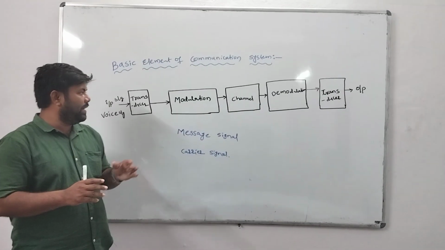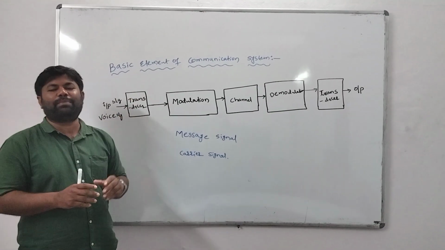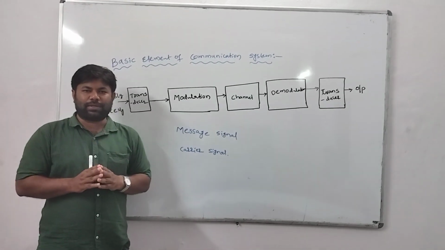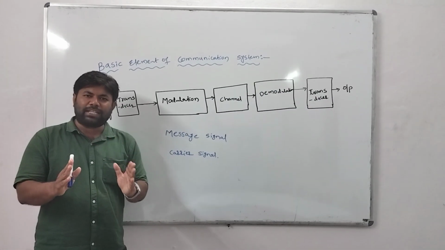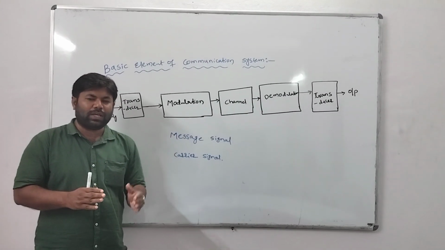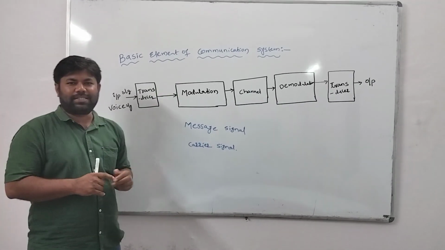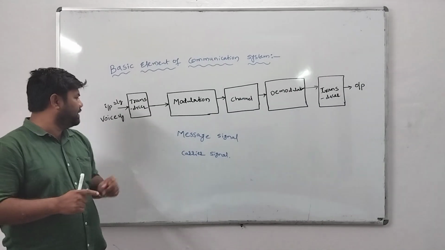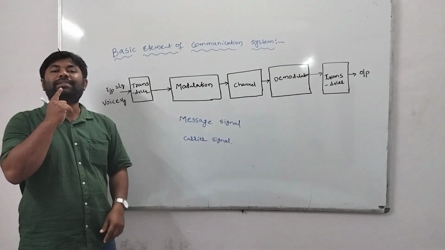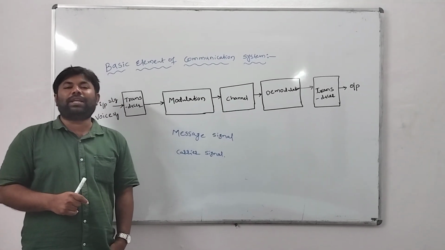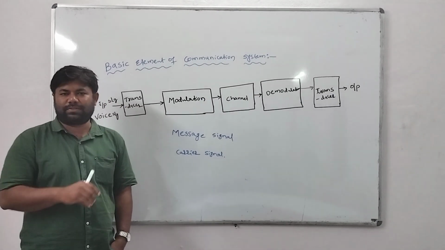Now we are entering into the topic: the basic elements of the communication system. In any communication system, when transmitting data from one place to another, first we use the input signal. In this communication system, I am using a voice signal as the input signal. The voice signal range is 300 Hz to 3.5 kHz.